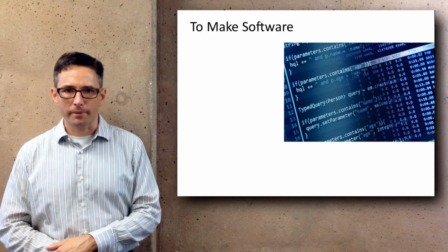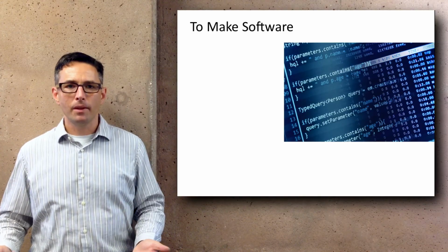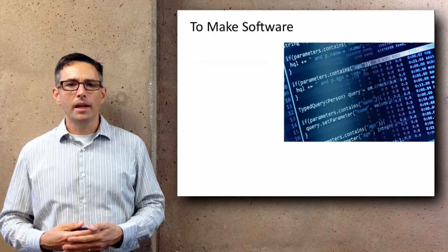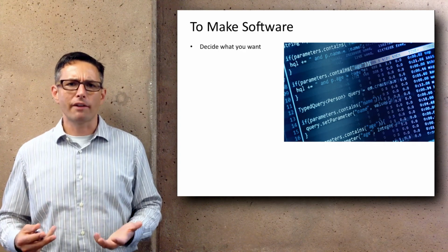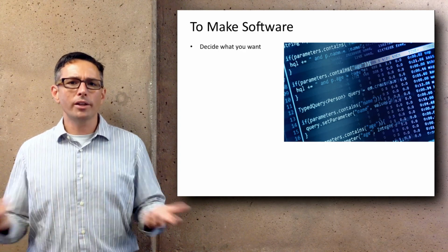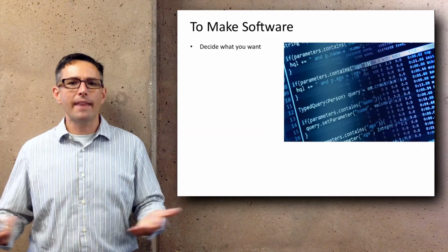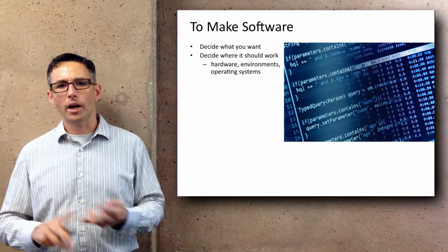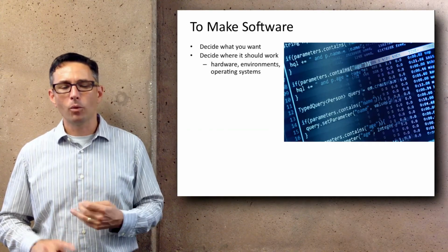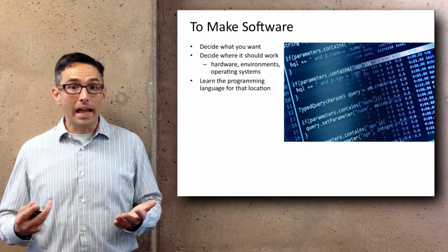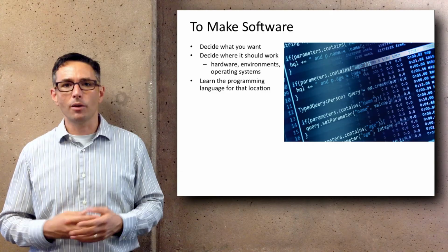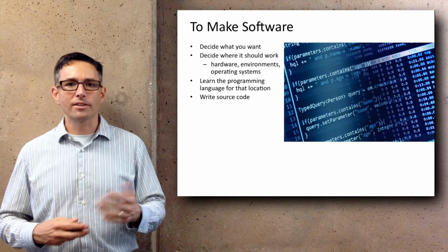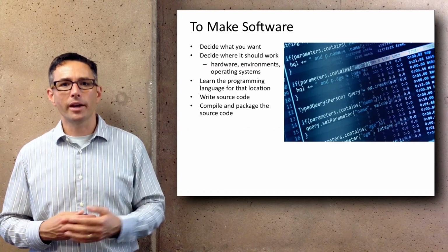Okay, so in conclusion, technology is made by people. People like you, people who want to change the world using information technology. And a high-level process of how you create software is, at first, you decide what you want. How do you want the world to change? What do you want to do with your computer? Decide that first. Next, you need to decide where it should work. What hardware, what environments, what operating systems, what phone, what people, what infrastructure are you going to work with? Then you need to learn the programming languages that are associated with that environment, that digital location. Then you need to learn and write the source code that's associated with what it was you wanted to make.